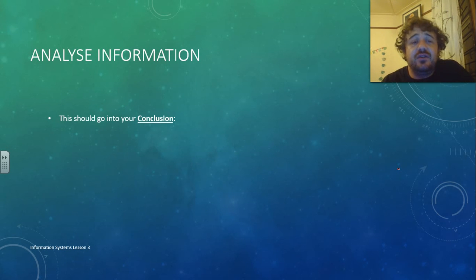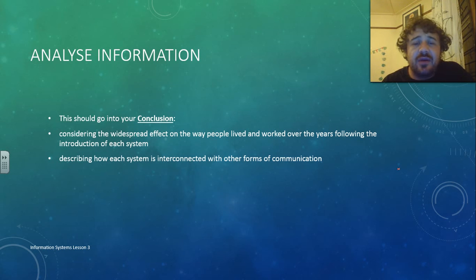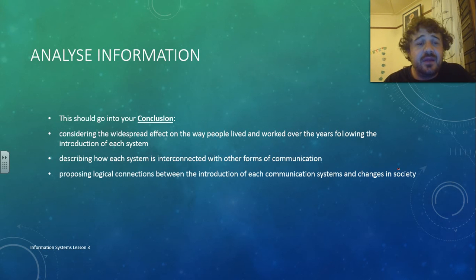Okay, so you want to analyze the information. This stuff needs to go in your conclusion. So you want to consider the widespread effects, okay, and what's happened to people as each information system's been introduced. You want to describe how it's interconnected with other forms. For example, the printing press gave us both the books and the newspapers.